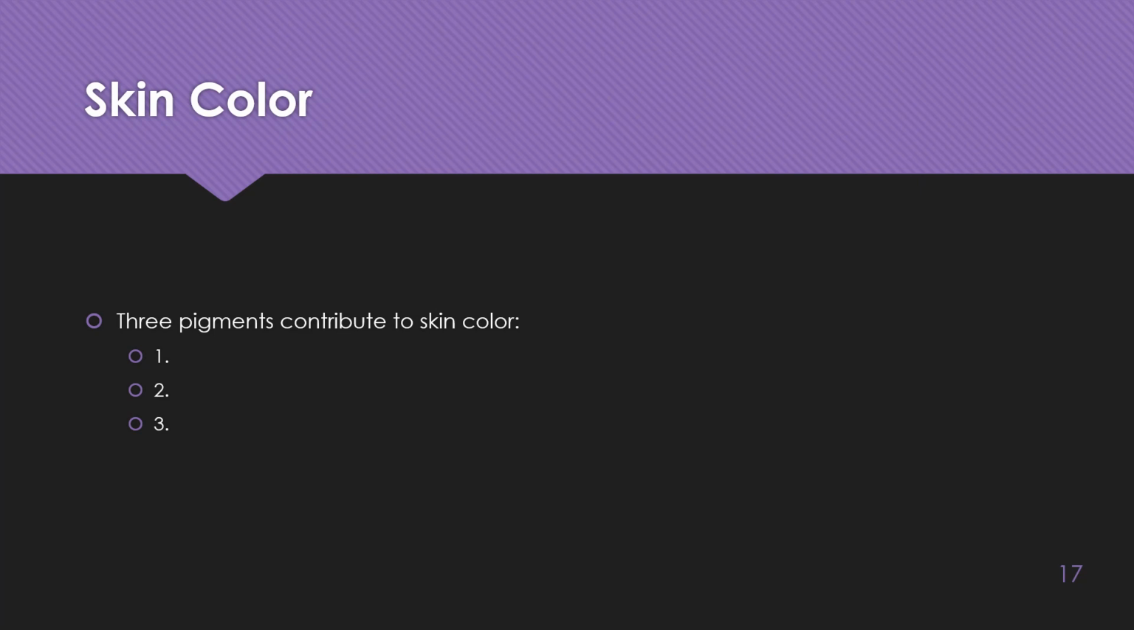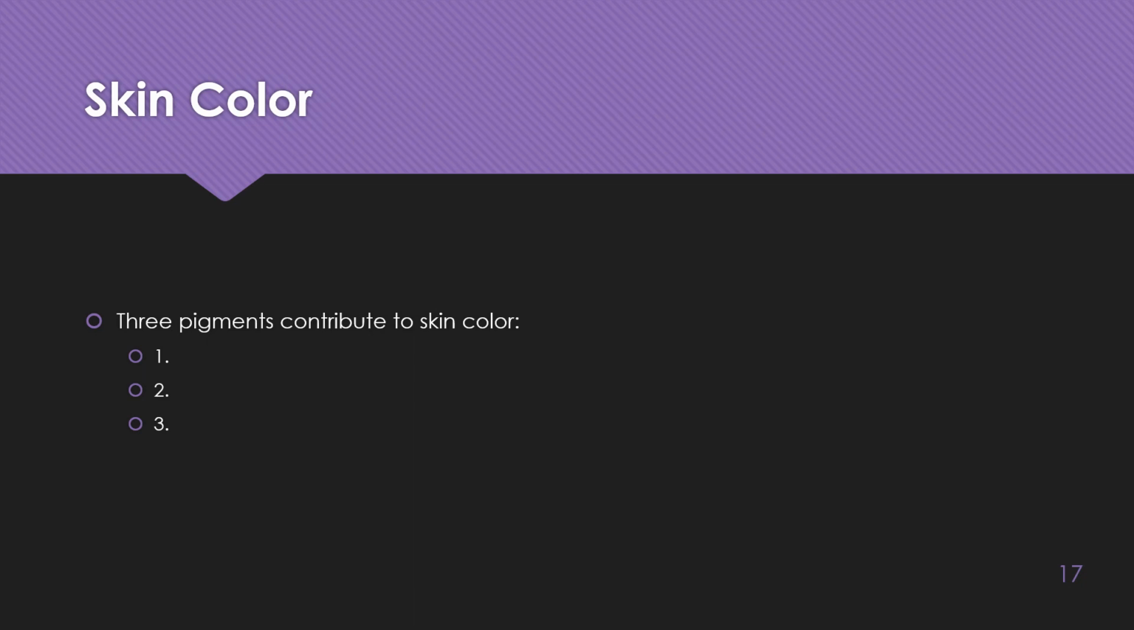Okay. In terms of skin color, there are three pigments that are going to contribute to skin color. The first is melanin, and this is the most important of the three pigments. We also have carotene, which is a yellow-orange pigment that we get from food, and this is going to accumulate within the stratum corneum. And then the last pigment is hemoglobin. And hemoglobin is the pink hue of white skin due to oxygenated levels of hemoglobin.